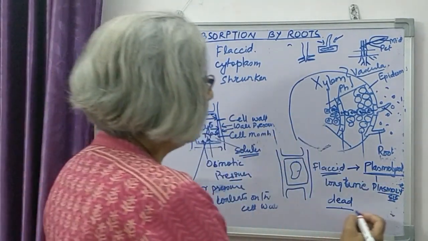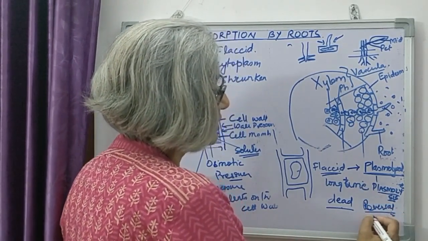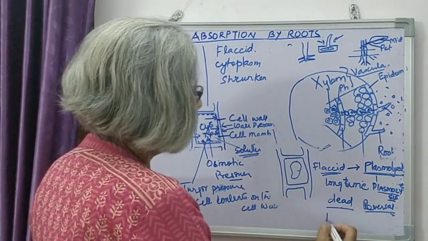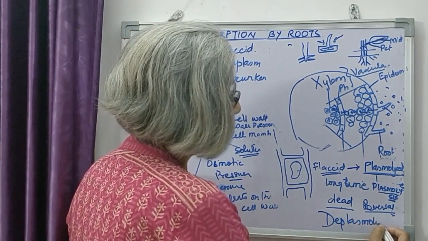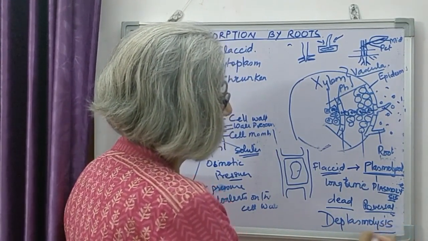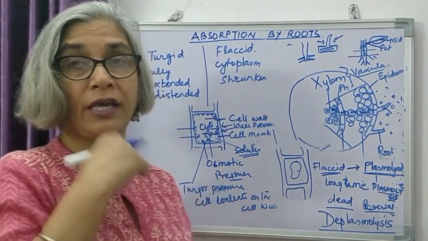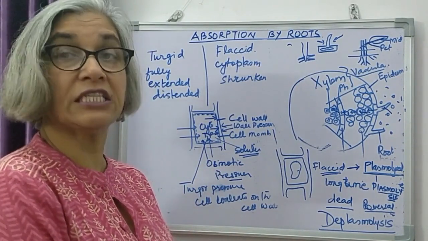water is given to the cell, reversal of plasmolysis takes place. Plasmolysis is reversed. Reversal means it goes back into the turgid state, and we use the term deplasmolysis for this. The cell has been deplasmolysed. That means before dying, the cell has again got water and is back in its turgid state.